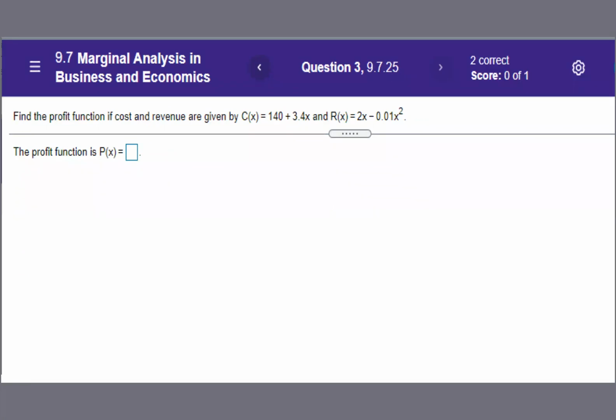In the next example, we're asked to find the profit given the cost and revenue. So profit, let's call it P of x, is R of x minus C of x. Profit is the money that is left after covering the cost of making or producing x units. And R of x is revenue, which is the money that is made by selling these units.